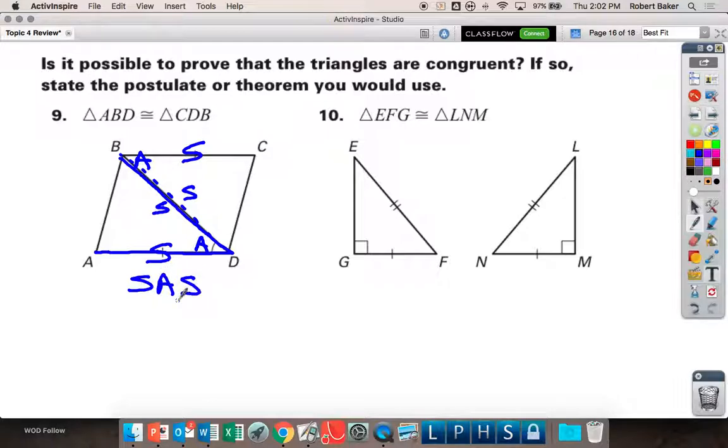What about number 10? Number 10 is the HL shortcut because they are right triangles. Okay.